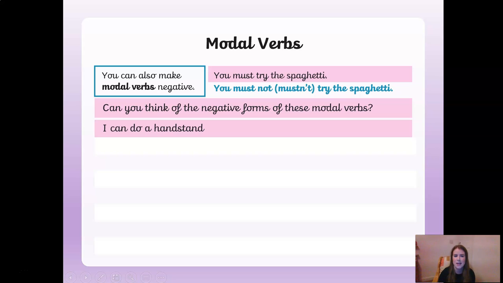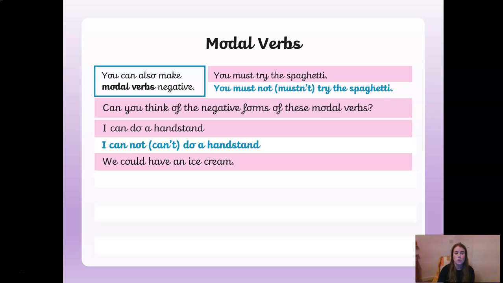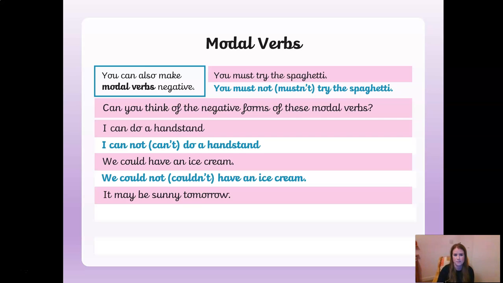So, number 1, I can do a handstand. Well, what would the opposite of can be? Well, I cannot do a handstand, so I can't do a handstand. We could have an ice cream. What would the opposite be? Well, surely we could not have an ice cream, so we couldn't have an ice cream.